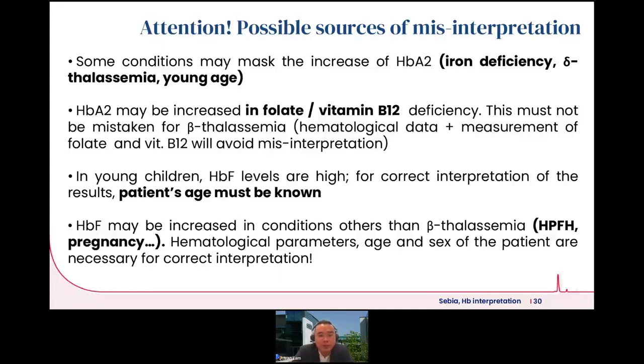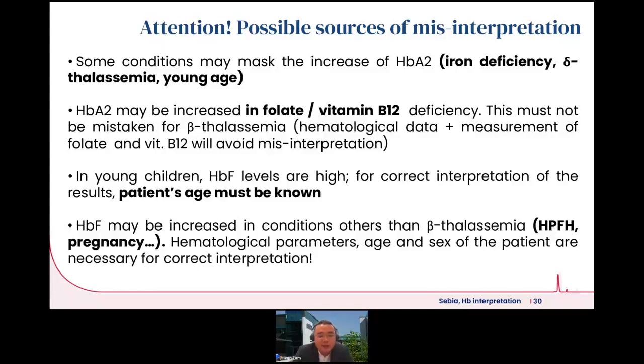Importantly, also to note that hemoglobin A2 may be increased in various vitamin deficiency situations. In such instances, it should not be mistaken for beta thalassemia. Right, so do the additional measurements to rule out such possibilities. In very young children, hemoglobin F may also be high. Okay, so it's important to have the correct interpretation, knowing the patient's age.